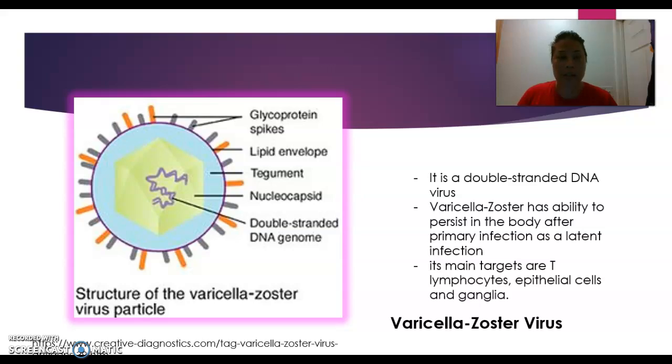So for the image here, VZV virion consists of nucleocapsid surrounding a core that contains the linear double-stranded DNA genome. A protein tegument, which is the light blue area, separates the capsid from the lipid envelope, which incorporates the major viral glycoprotein spikes, which surrounds the virus here.